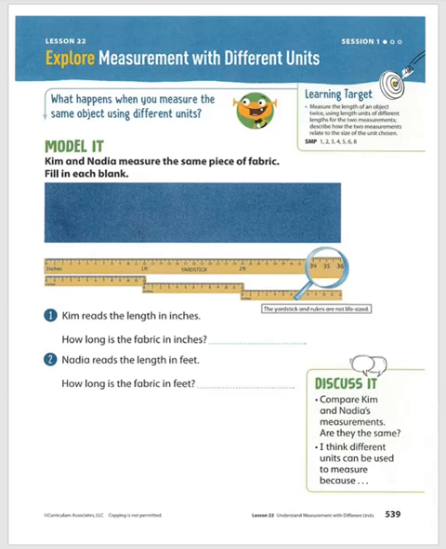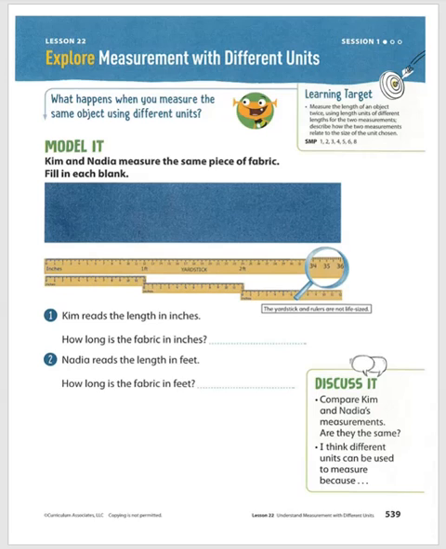We're on lesson 22. All right, the first couple of pages are the family pages. You can look at those or show your mom and move on. We're on page 539. What happens when you measure the same object using different units?